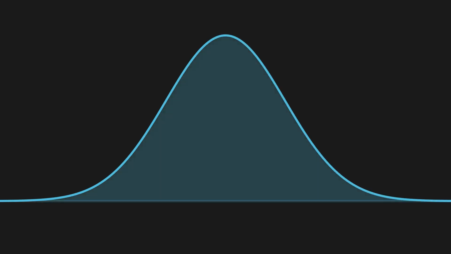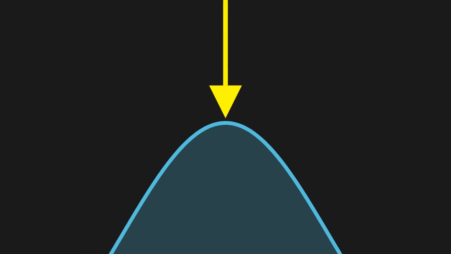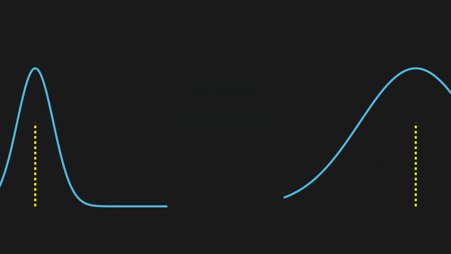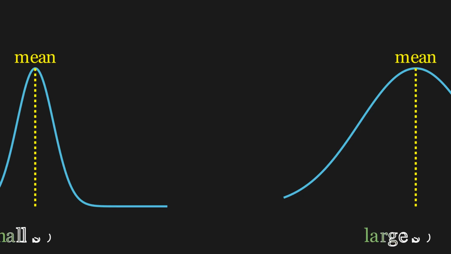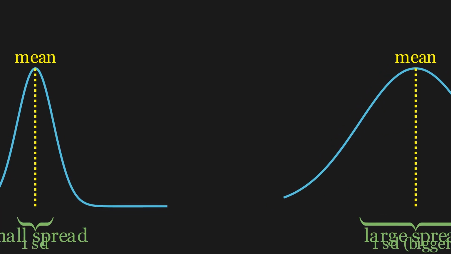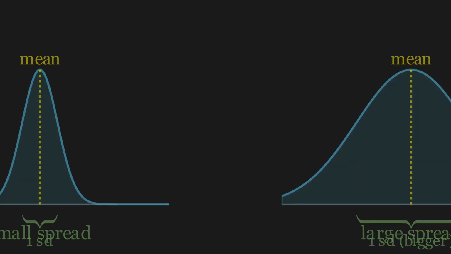To describe a normal distribution, we need two numbers. The first is the mean. That's just the average, the balancing point, right in the center of the bell. The second is the standard deviation. This tells you how spread out the data typically is from that average. A small standard deviation means everyone's height is pretty close to average, like a tightly packed group. A large standard deviation means heights are all over the place, like a very mixed group.